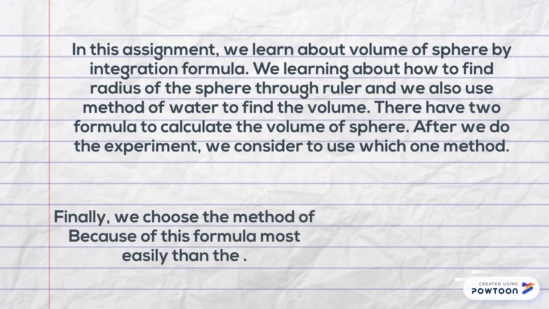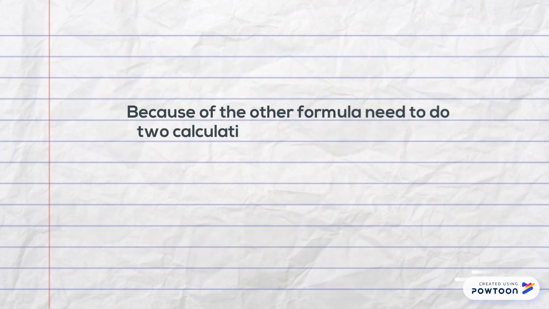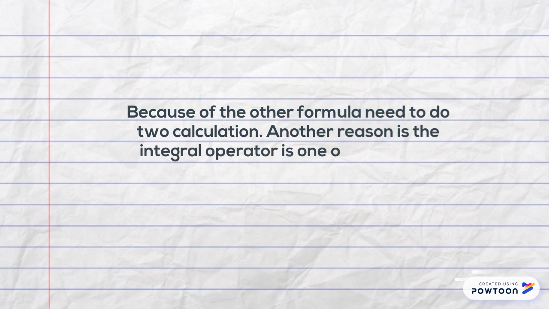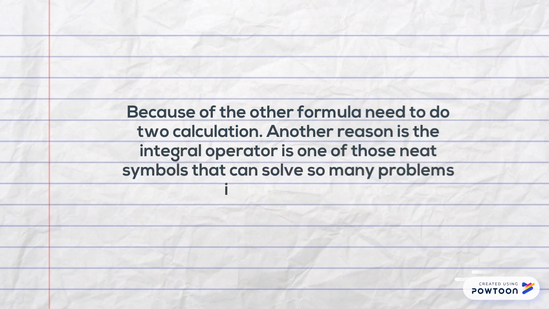After we did the experiments, we considered which method is better. Finally, we choose the integration method, V equals pi integral of (4 minus y squared) dy. That's better because the formula is easier than 4/3 pi r cubed. Why do we choose this formula? Because the other formula needs two calculations, and the integral operator is one of those neat symbols that can solve so many problems in mathematics.